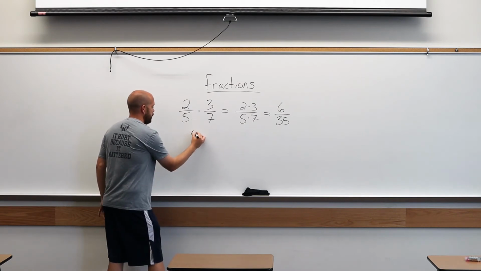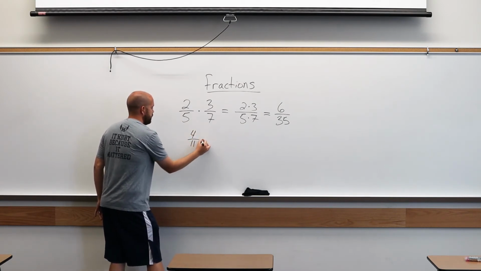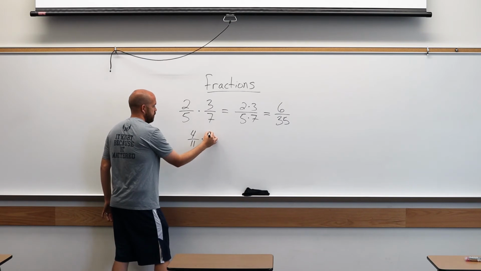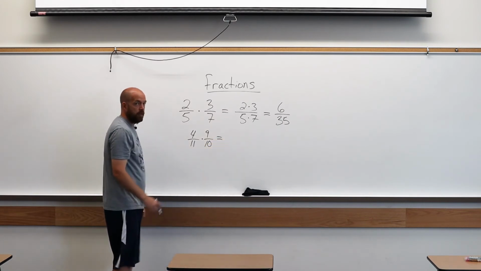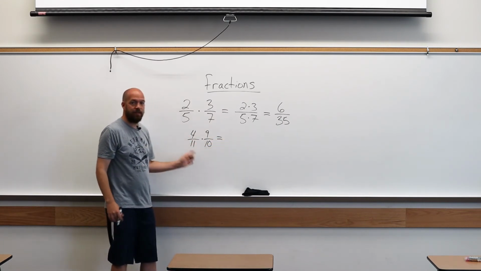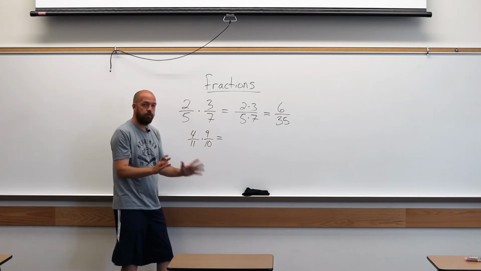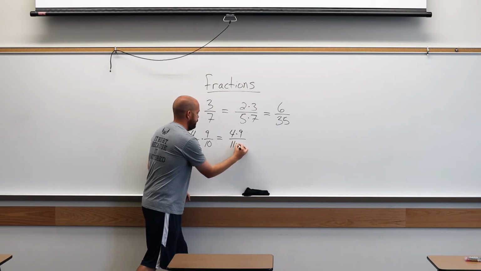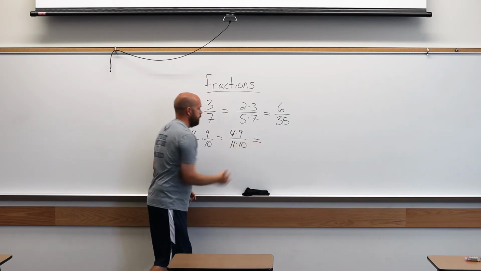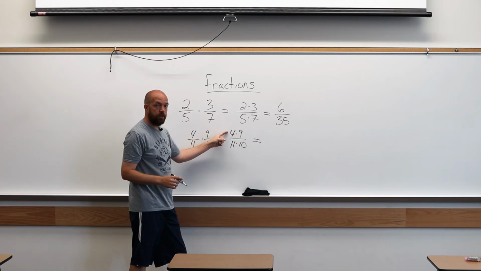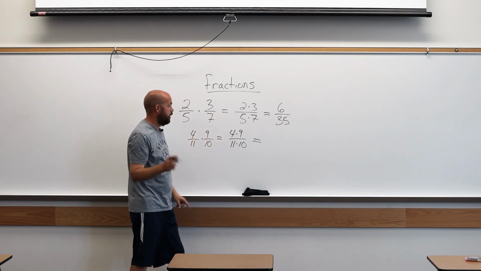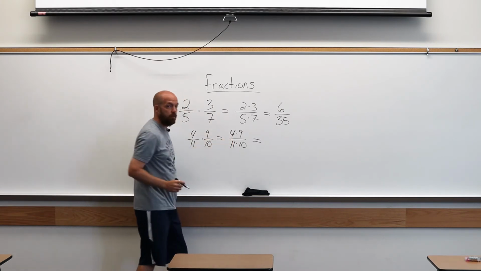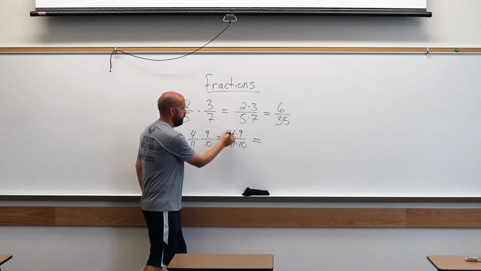Let's go with 4/11 times 9/10. Okay? So if I've got 4/11 times 9/10, I multiply straight across. Now before I actually multiply the numbers, I'm just going to write them down next to each other. And then I look at the 4. Does it reduce with anything on the bottom? Yes, the 10. So 4 and 10, they both have a 2 in common. I could divide them both by a 2.